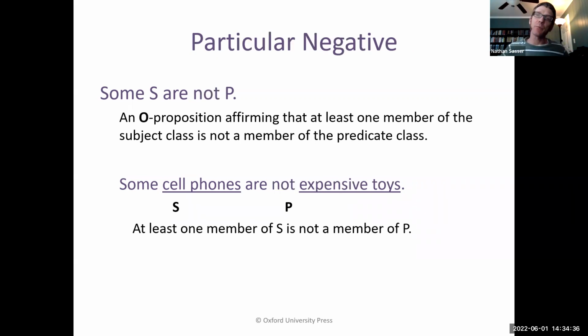And then finally, you've got the particular negative, which says simply that some S are not P. So some cell phones are not expensive toys. And what that means is there is at least one cell phone, at least one member of the subject class, which does not belong to the expensive toys. Maybe none of them do. Maybe 4 of them do. But the point is that at least one cell phone is not an expensive toy.